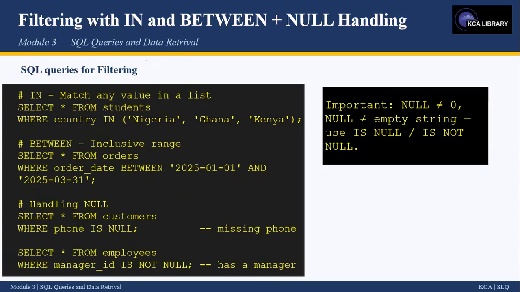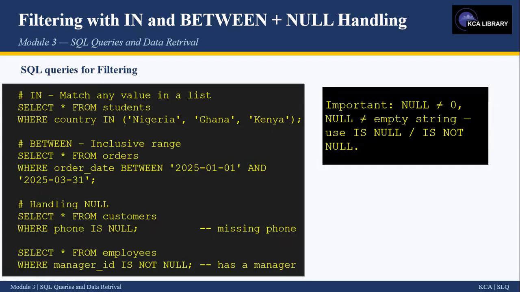Filtering with IN and BETWEEN plus NULL handling. For matching any value in a list, use IN. SELECT * FROM students WHERE country IN, you specify the country names: Nigeria, Ghana, Kenya. For inclusive ranges, use BETWEEN. SELECT * FROM orders WHERE order_date BETWEEN this date AND this date.